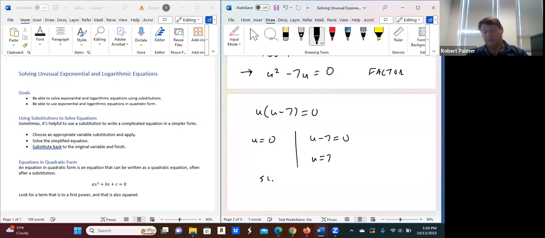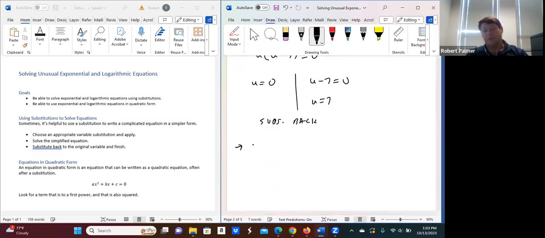Now, once again, substitute back. Put this back in terms of log z. And so once again, I have two equations. And remember that log is log base 10. Log z is equal to 0, and log z is equal to 7.